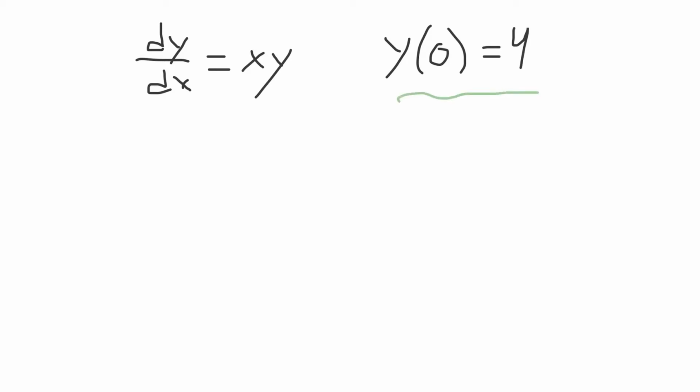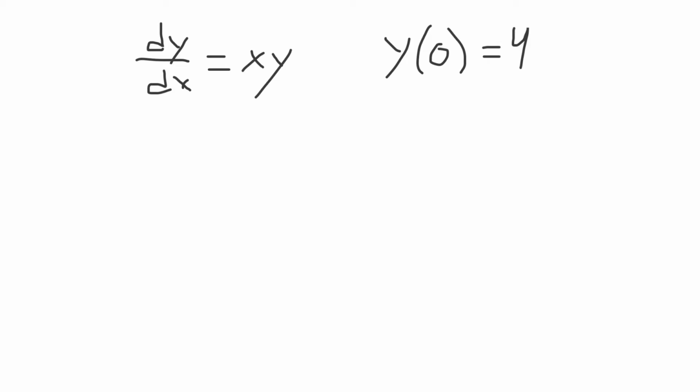Let's say we have the differential equation dy dx is equal to x times y, and that our initial condition states that y of 0 is equal to 4. So we'll come back to this piece of information later. The first thing we have to do is to find a general solution to this equation, which requires separating variables.